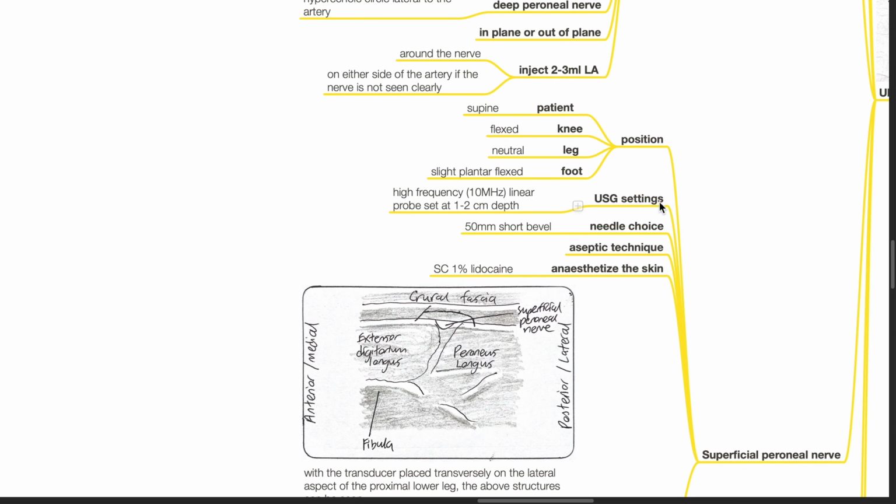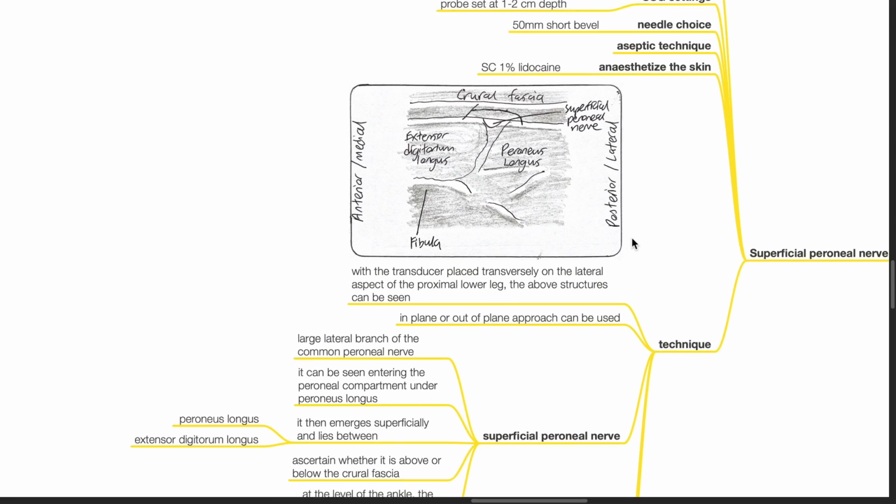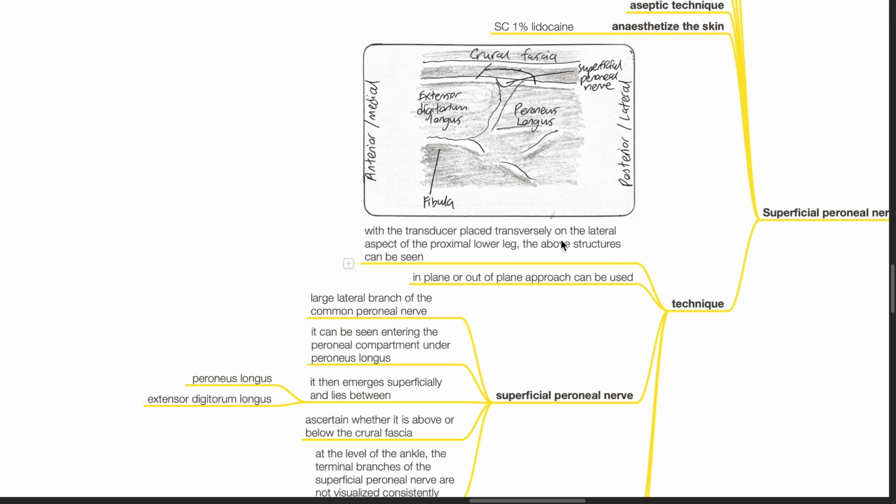The position of the patient should be supine with the knee flexed, leg in neutral position and the foot slightly plantar flexed. Use a high frequency linear probe set at 1 to 2 cm depth. Use a 50 mm short bevel needle. Aseptic technique should be used. Anesthetize the skin. With the transducer placed transversely on the lateral aspect of the proximal lower leg, the above structures can be seen. In-plane or out-of-plane approach can be used.